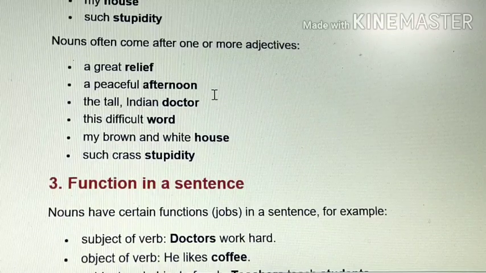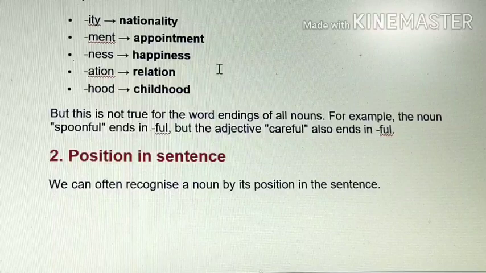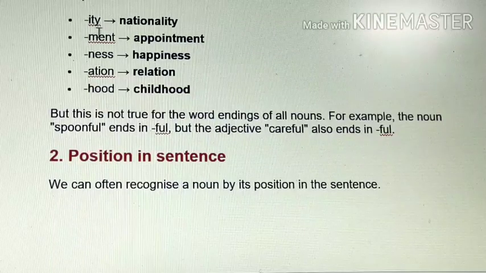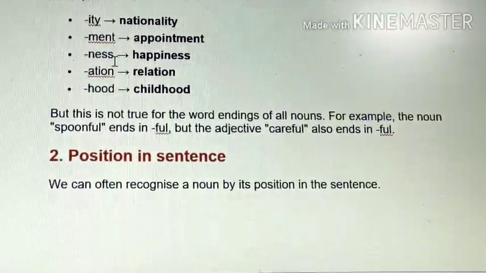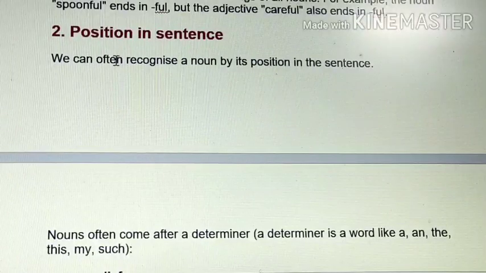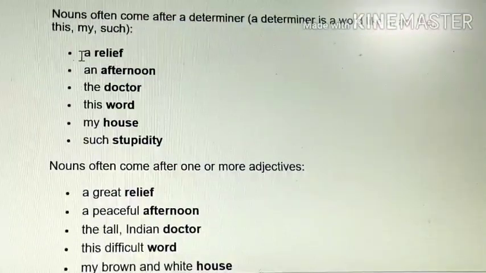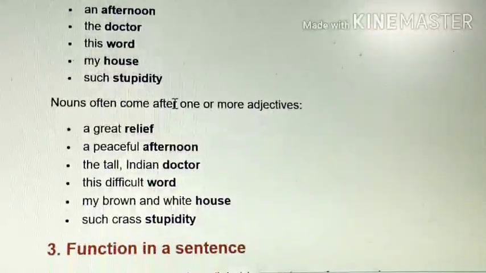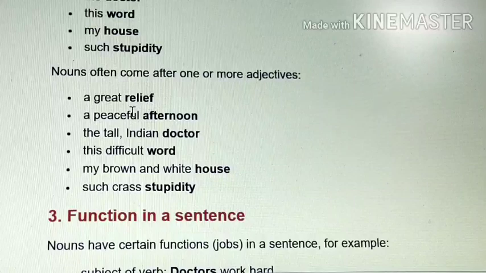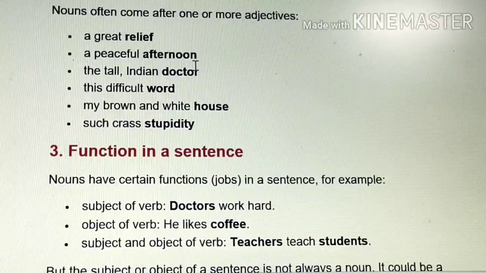Okay. So what is the first point we have understood? First one, I have said there are certain words that end with -ity, -ment, -ness, -ation, -hood, which will be nouns generally; some exceptions are there. Next is these positions: if you see these determiners or adjectives just before a particular word, it will be a noun. Next, nouns often come after one or more adjectives as well: a great relief, a peaceful afternoon, a tall Indian doctor, a difficult word, etc. Okay. Third point.